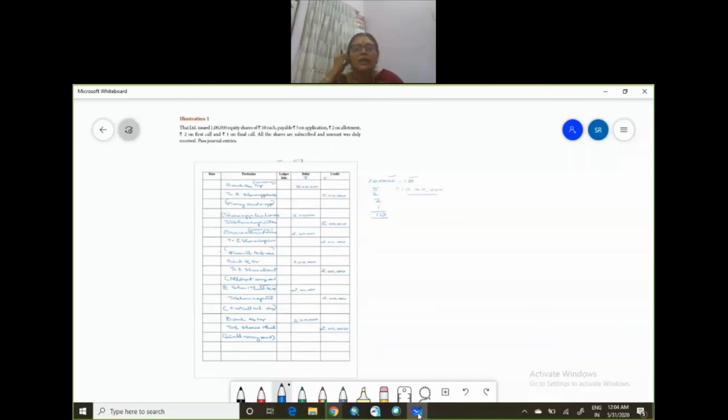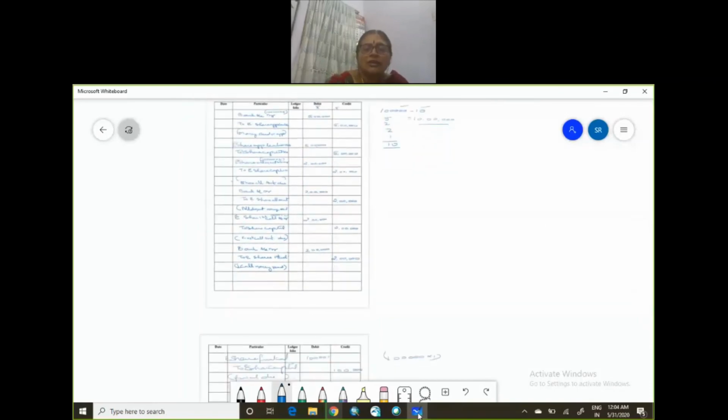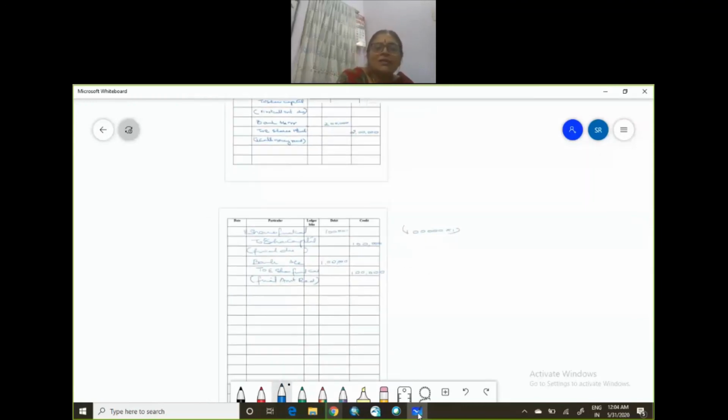So see here, 5 lakhs on application. Okay. And then you got 2 lakhs in your allotment, and then 2 lakhs on your first call, and then 1 lakh in your final call. Fine. I hope you have understood this problem. Now we'll go to the exercise problem. Okay.